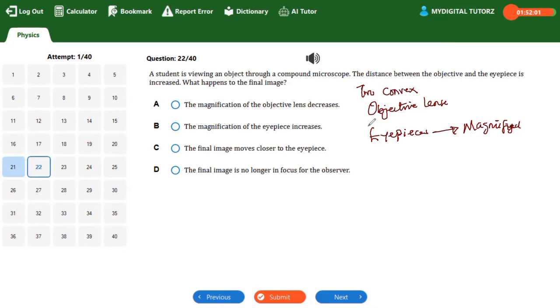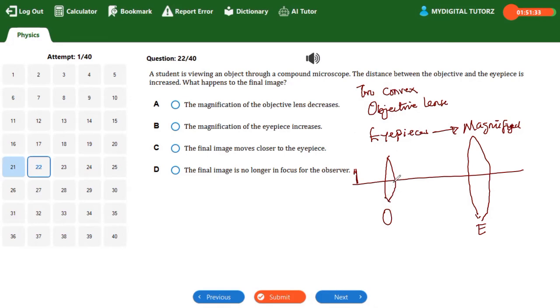So the nature of the image formed is always magnified and inverted. So when we have the two lenses, this is just a rough sketch. You have the eyepiece, and you have the objective lens. So here might be the object placed in front of the objective lens.